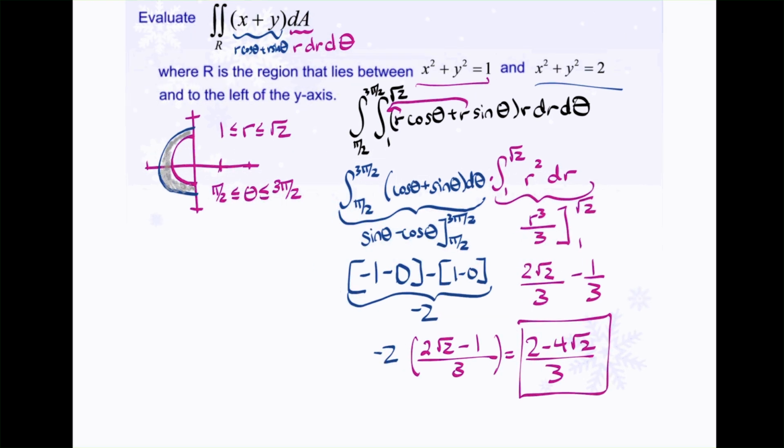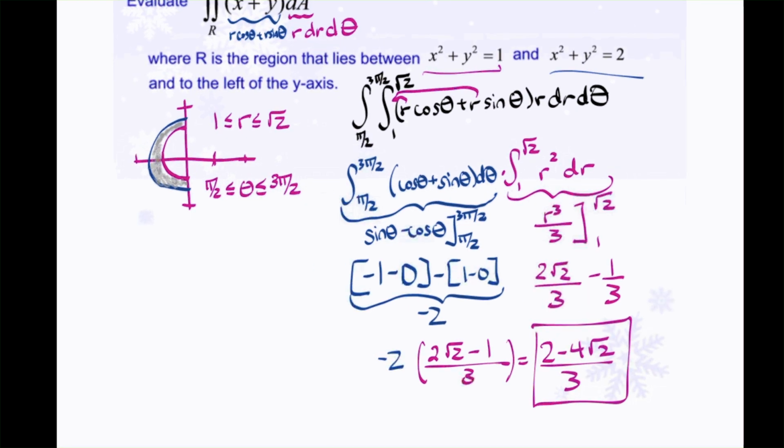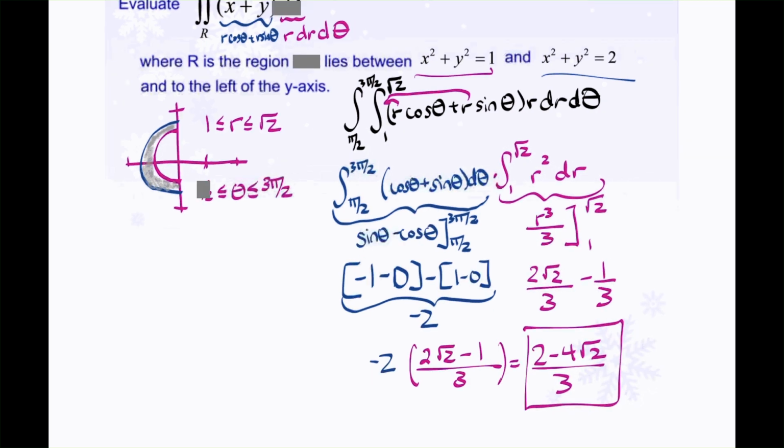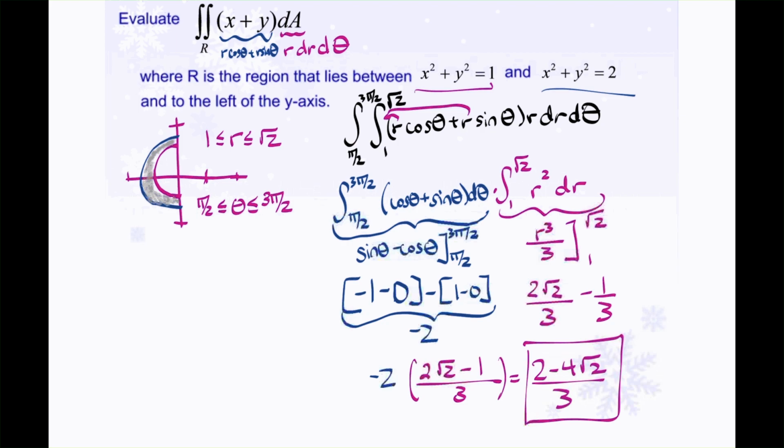Hopefully you can follow that work. But the regions would have been pretty terrible, you know, the inner and the outer. So I love that we get to go to numeric bounds. Let's look at another one.